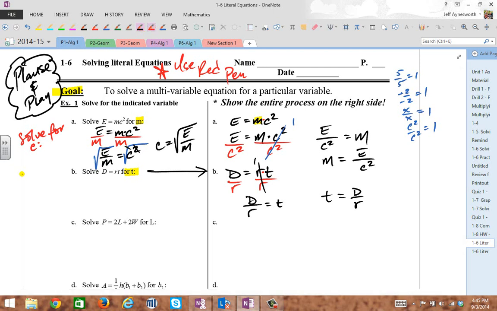But on the left, let's have you try it now. Let's solve for r, not t. Okay? So pause the video. Give that a shot on the left side, right here on the left side. I said pause the video. Give it a shot. Don't just wait for me.